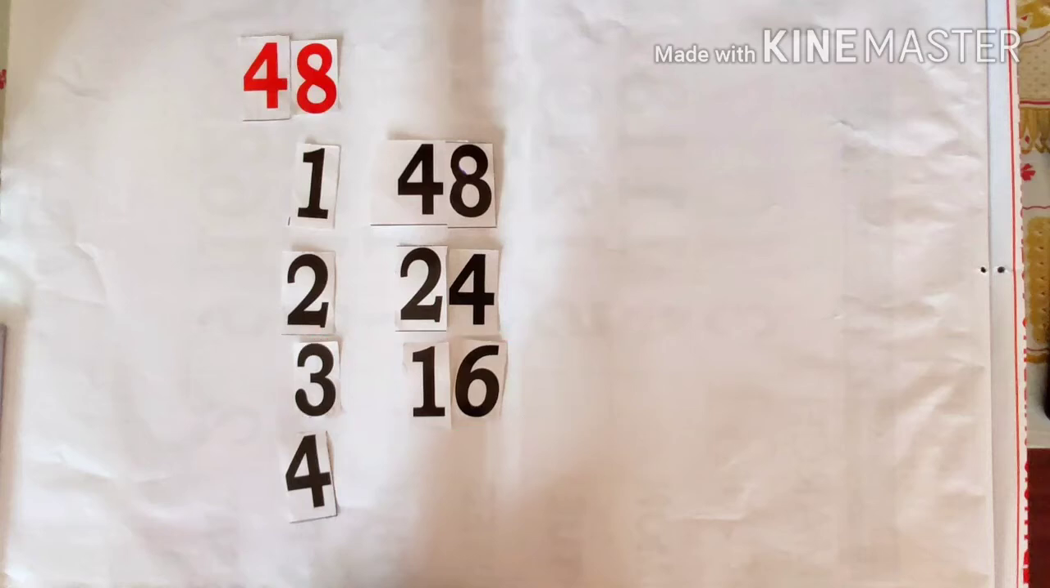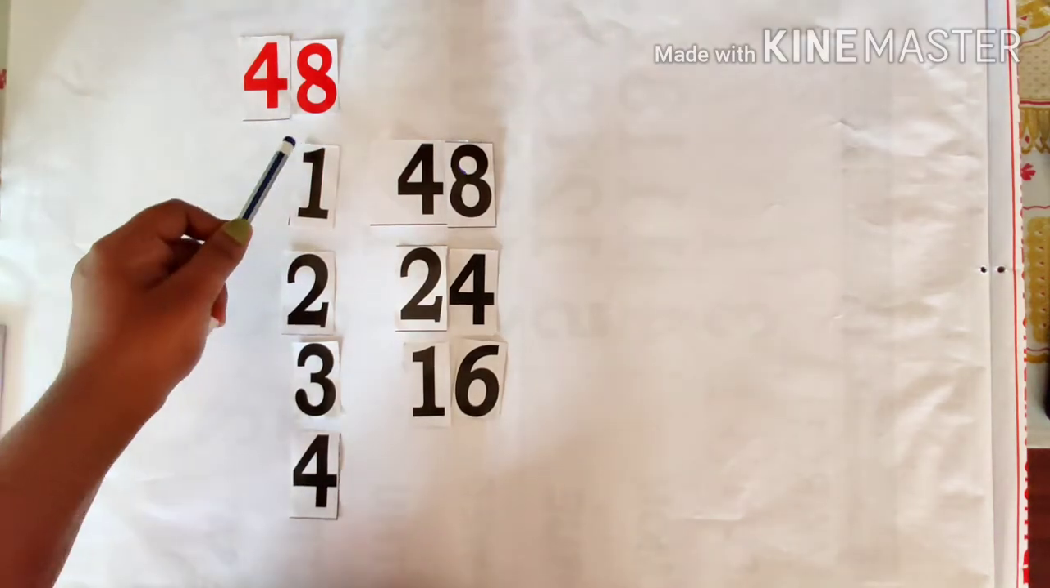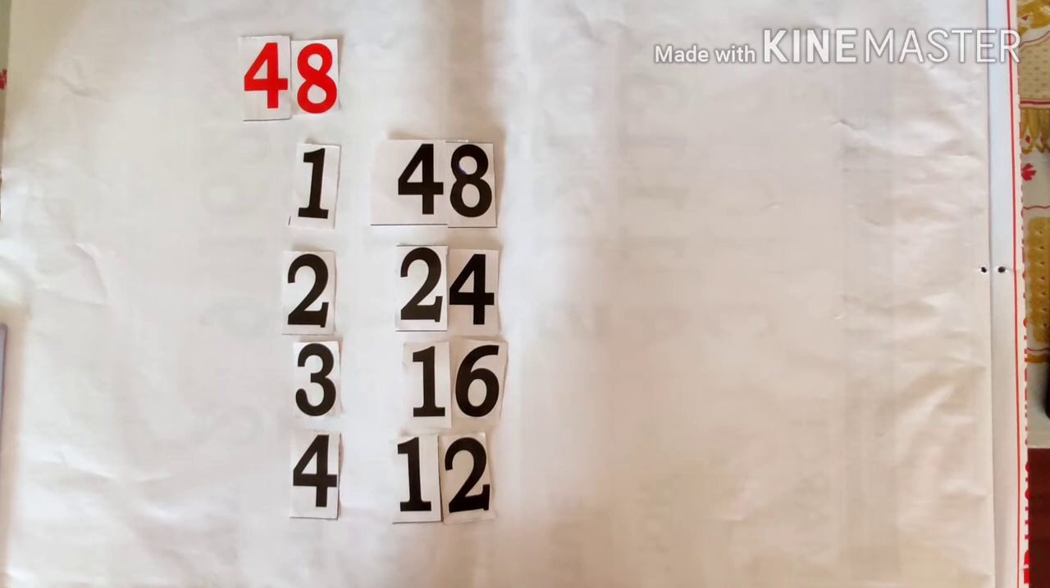Let us continue. Next number, let's take 4. 4 how many times gives you 48? 4 ones are 4, 4 twos are 8. That is 4 12 times or 12 4 times give us 48.